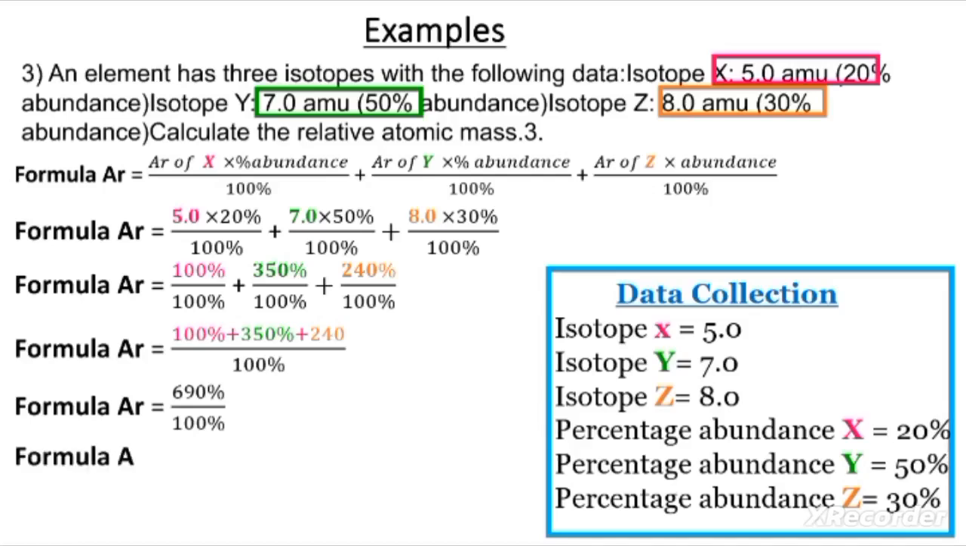So the relative atomic mass therefore is equal to 6.9. So 6.9 is our relative atomic mass of this element we are talking about. So this is our final answer. By the way, you are free to pause the video and understand the work given on the screen.